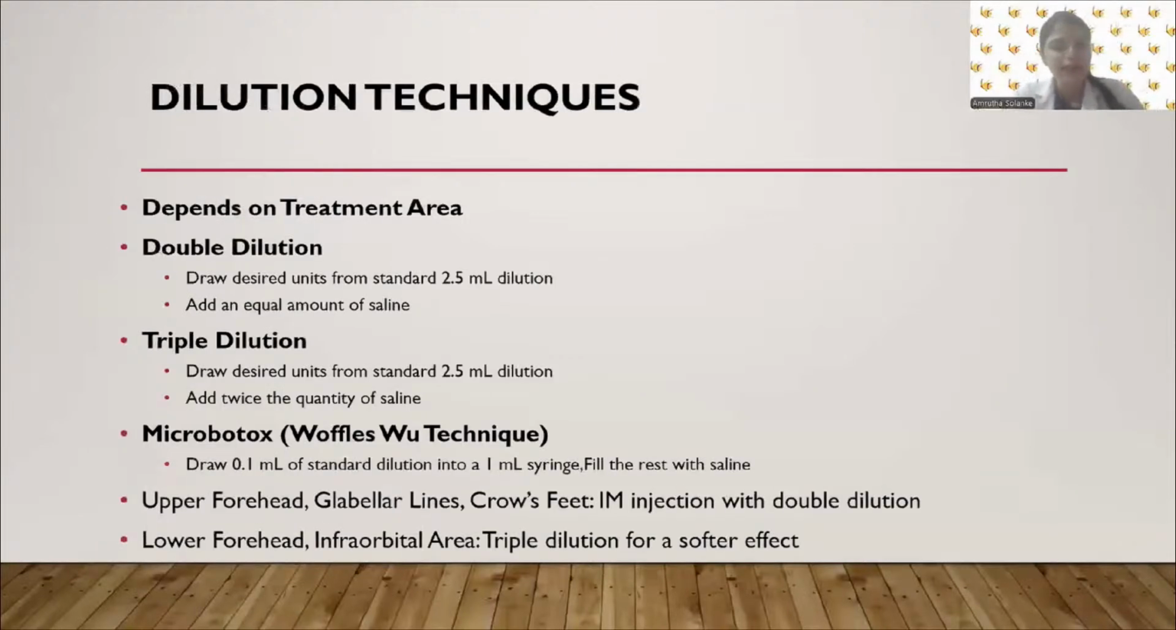Coming to the dilution technique, it depends upon the treatment area. In double dilution, you draw the desired units from the standard 2.5 ml dilution and add an equal amount of saline. In triple dilution, similarly, you dilute with twice the quantity of saline. In the microbotox Wolf-Wu technique, draw 0.1 ml of standard dilution into a 1 ml syringe and fill the rest with saline. For the upper forehead, glabellar lines and crow's feet, intramuscular injection with double dilution is preferred, whereas for the lower forehead and infraorbital area, triple dilution is used for a softer effect.